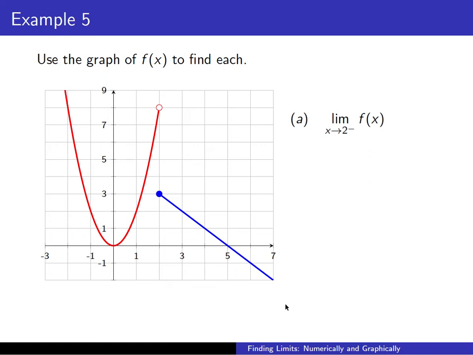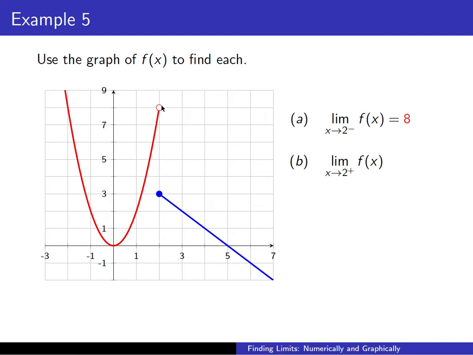So example 5, use the graph of f of x to find each. We have a piecewise function composed of a parabola in red and a line in blue. Part A, find the limit as x approaches 2 from the left. Here's our 2 on the x-axis. As we get closer and closer to that x value of 2, our y values are getting closer and closer to this y value, which is 8. So the limit as x approaches 2 from the left of this function is 8.